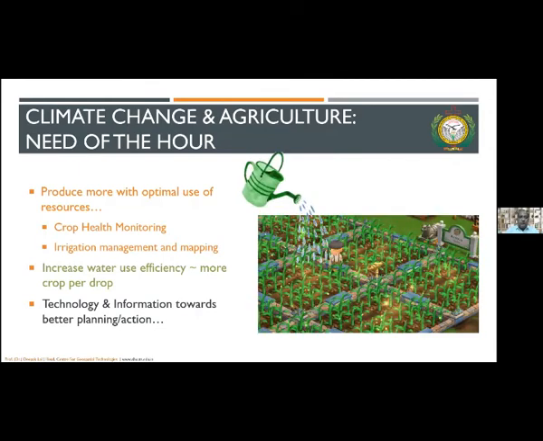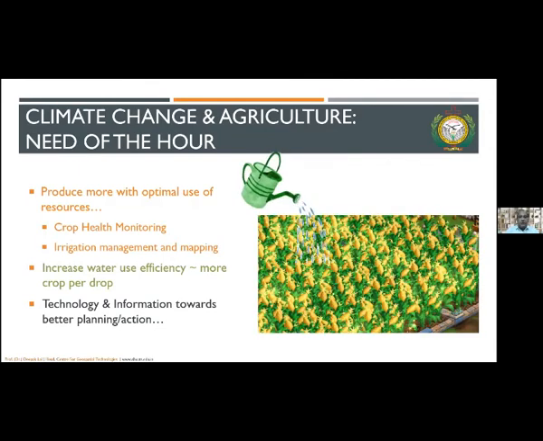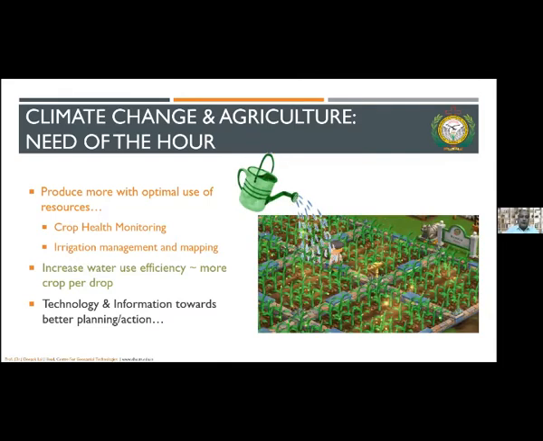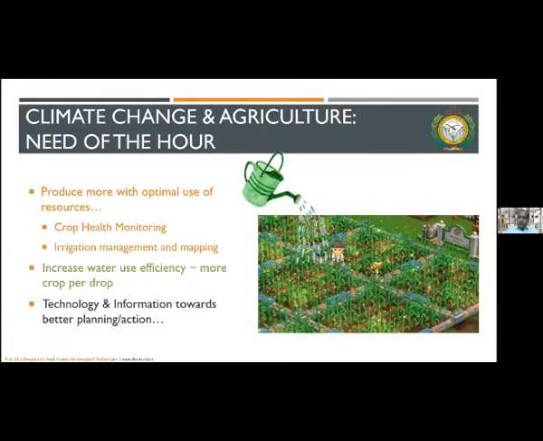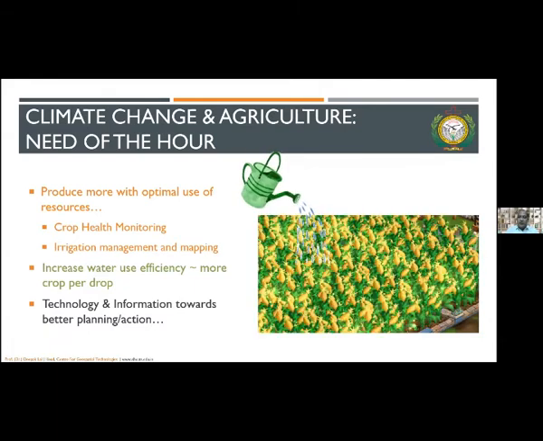For increasing water use efficiency, we need technology and information. We need more technology and information than we have right now, so that we can plan in a better way and we can take some actions.